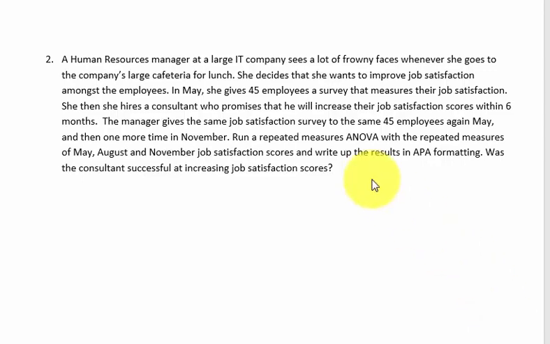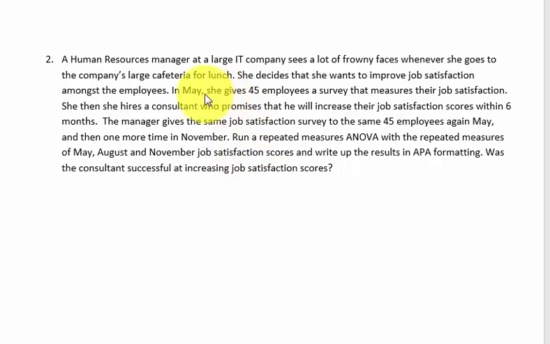This problem has a human resources manager looking into job satisfaction. So she gives them a pretest for job satisfaction on a survey, and they're going to use that as a baseline to see if there are any improvements in job satisfaction scores over the next couple of months. So she goes out and hires a consultant who promises that he will increase the job satisfaction scores within 6 months. So they give them a go.